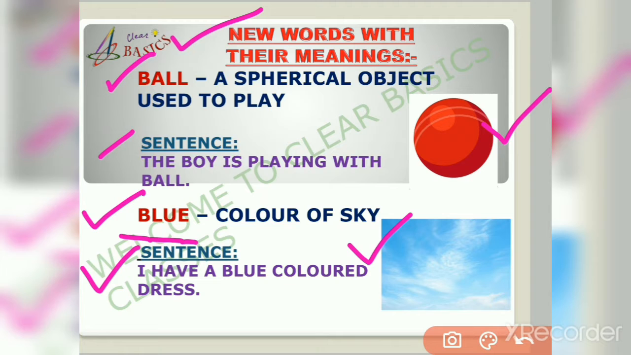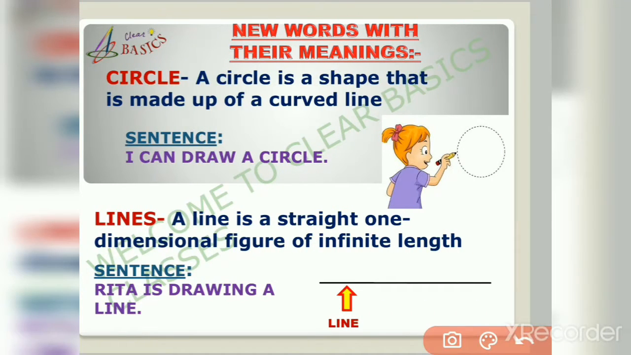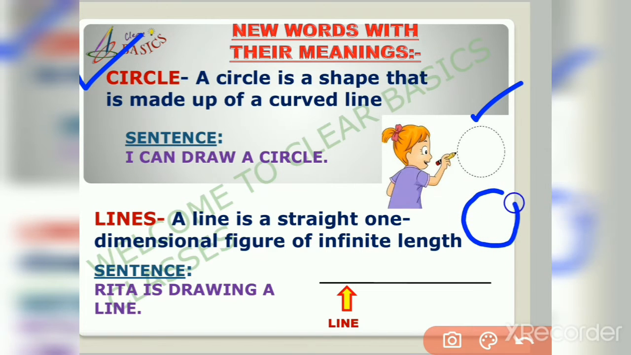Now friends, let us move on to our next word. Our next word is circle. A circle is a regular geometric shape which can be drawn using a curved line. Friends, look at this. This is called a circle. It looks like this. A circle has no side. Now friends, let us draw a circle together using a curved line. This is called a circle. Now friends, let us take an example sentence. I can draw a circle.